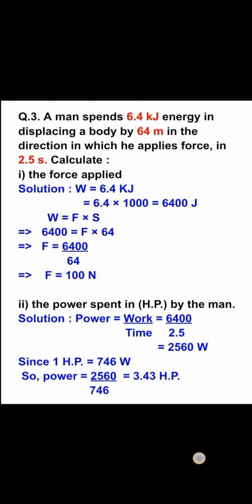Now second part, the power spent in horsepower by the man. So power equals work done by time. So work done is already given 6400 and time is also given 2.5 second. So if it is divided, we'll get it as 2560 watt. And since 1 horsepower equals 746 watt, 2560 watt is converted to horsepower by dividing it by 746. After dividing, we will get it as 3.43 horsepower is the answer.